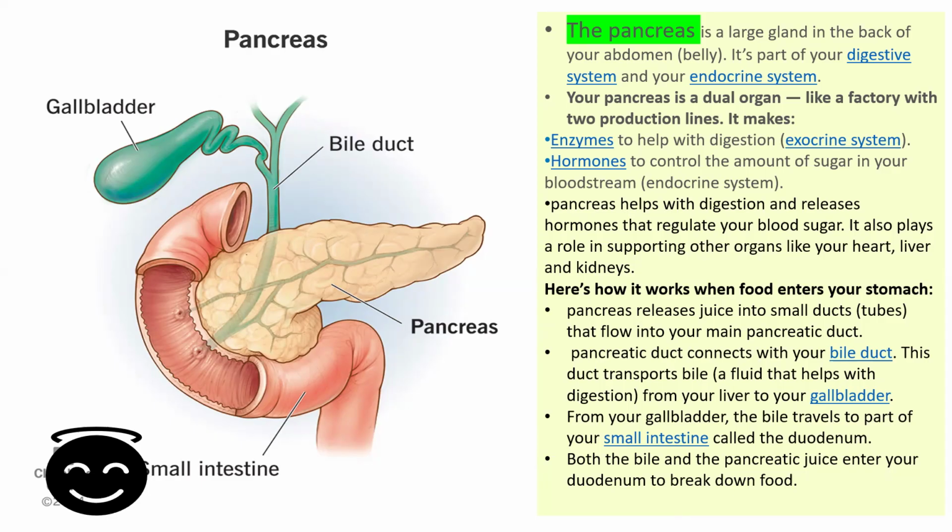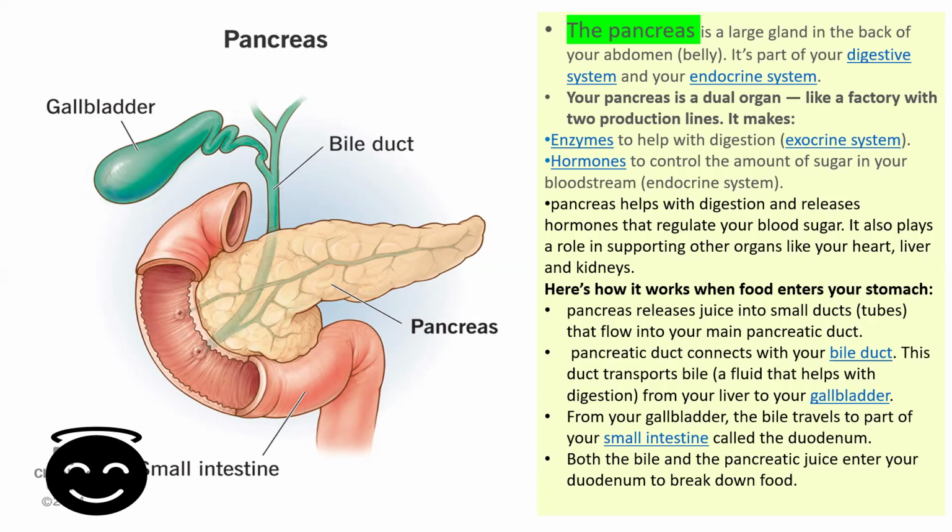The pancreas releases juices into small ducts, and ducts are called tubes, that flow into your main pancreatic duct. The pancreatic duct combines with your bile duct. This duct transports bile, a fluid that helps in digestion. Bile is secreted in the liver and stored in the gallbladder. From your gallbladder, the bile travels to the first part of the duodenum, the first part of the small intestine.